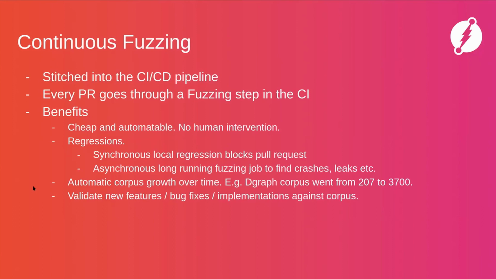It's not mutating. It's not doing any fuzzing. It's just taking the corpus and running it against your package. So this is synchronous, and your PR will be blocked if there are any issues.